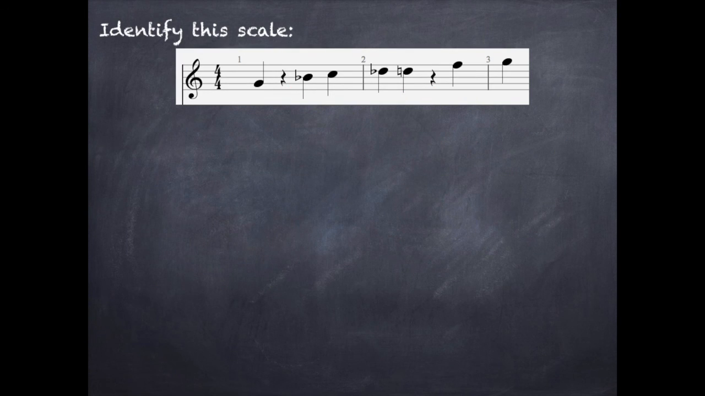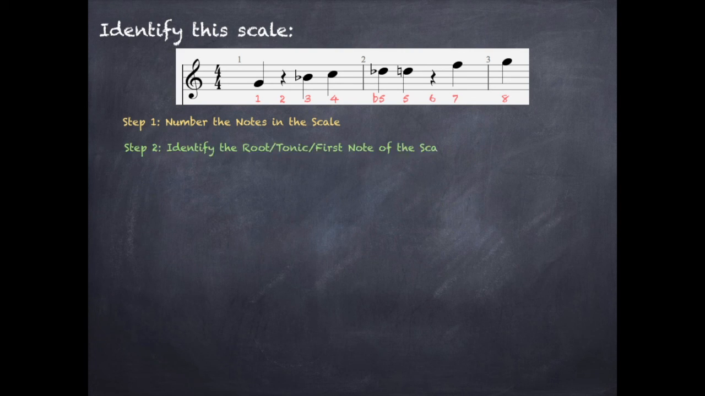Identify this scale. Step 1, number all the notes. Now, before we go on, you'll notice a couple of things. Firstly, there is no 2nd or 6th note. But you will also notice that there are 2 5th notes, one flat 5 and one natural 5. We'll talk about that in a second. Step 2, identify the tonic. Yet again, this is a type of G scale.